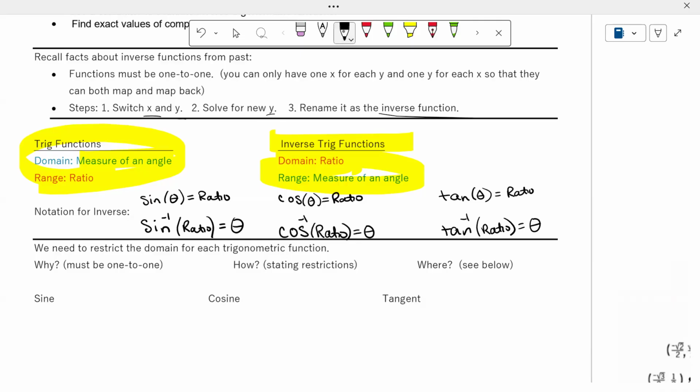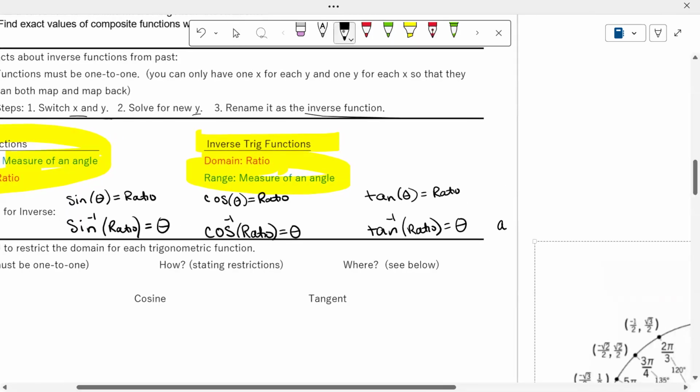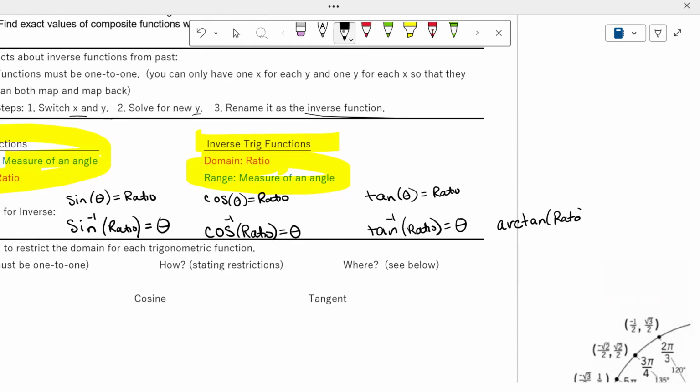Now, I've been saying the words inverse tangent, inverse cosine, inverse sine. Some textbooks don't like using that notation. Some textbooks would rather say arc tangent. Do they mean inverse? Absolutely. But they say arc tangent, arc sine, arc cosine instead. I'm going to try to use both terminologies at random times, just so you're familiar with both.